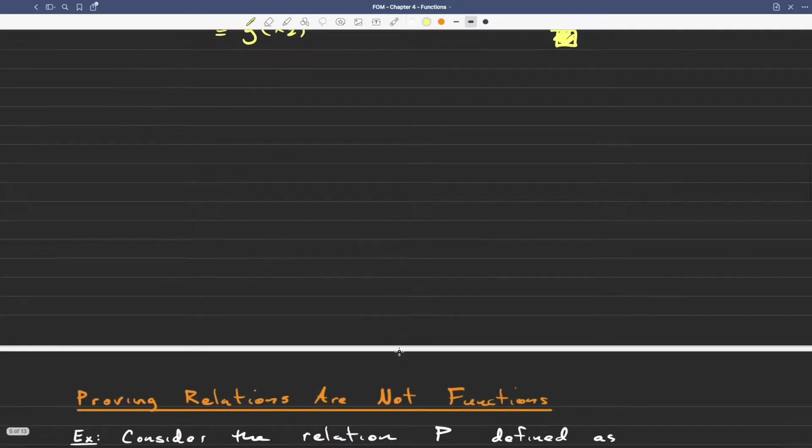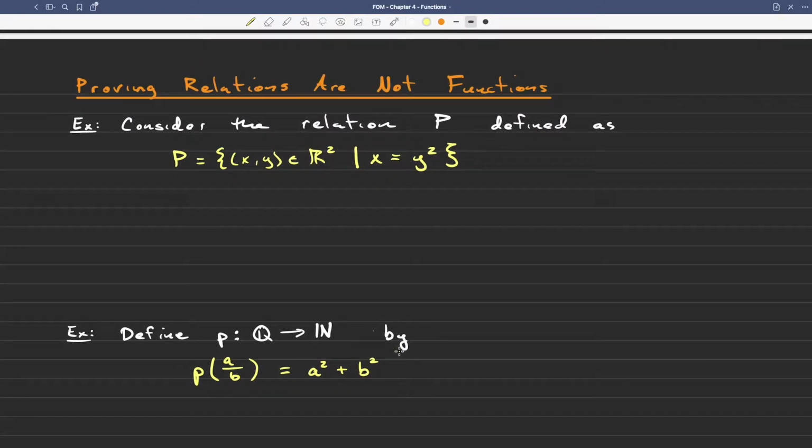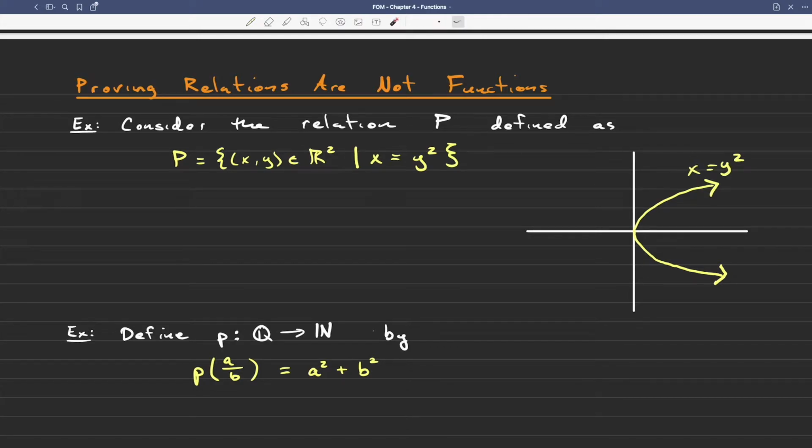So let's take a look at a couple of things that are not functions. In this first example, I've got this relation here. It's a set of ordered pairs in R squared, so this is a relation from R to R. And the defining equation is the x component is the square of the y component. Now, if you would do a quick and dirty graph here, it looks like this. So it's a sideways opening parabola, and we can see visually that it does not pass the vertical line test, right?